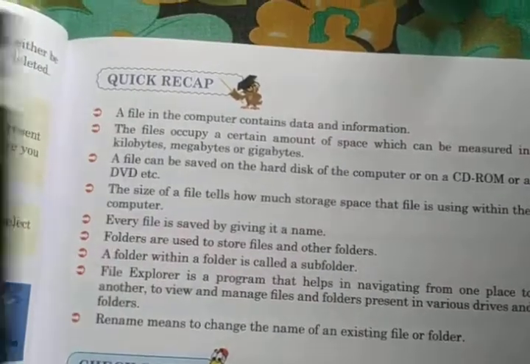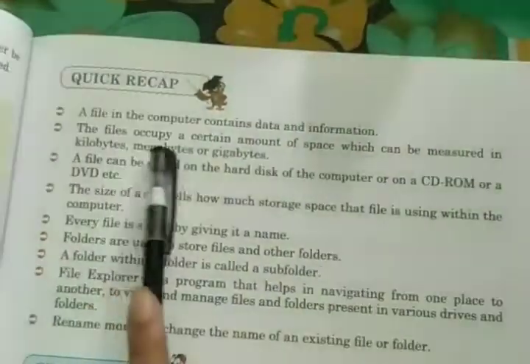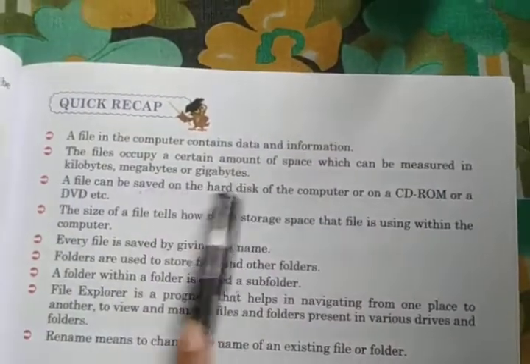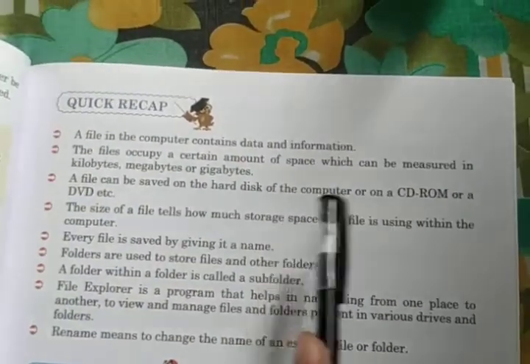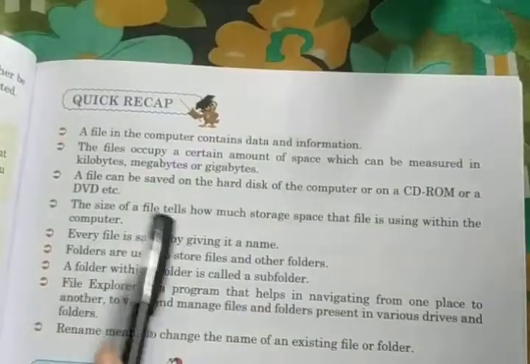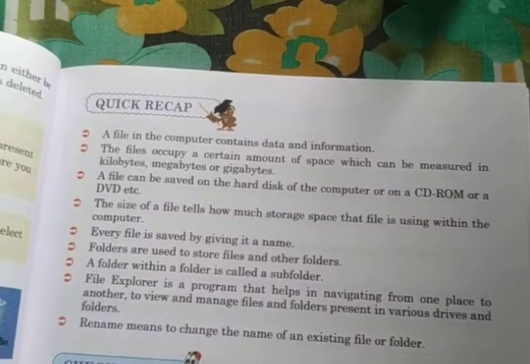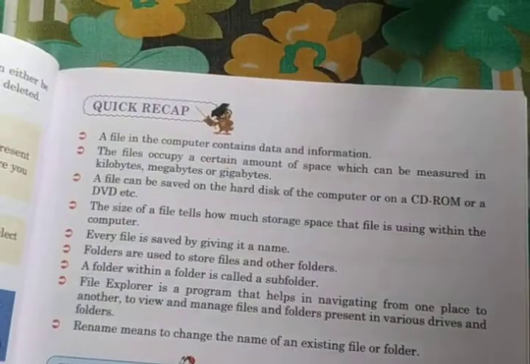Now quick recap: a file in the computer can contain data and information. The file occupies a certain amount of space which can be measured in kilobytes, megabytes and gigabytes. A file can be saved on the hard disk of the computer or a CD-ROM or a DVD, and the size of a file tells us how much storage space it will take in your computer. Okay, every file is saved by giving it a name. Folders are used to store files and other folders.